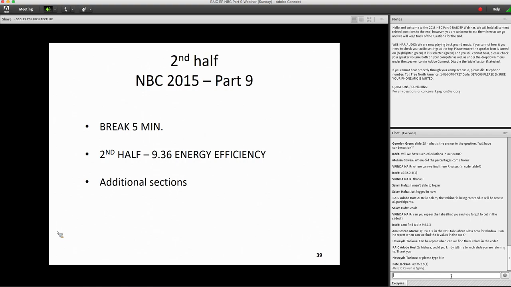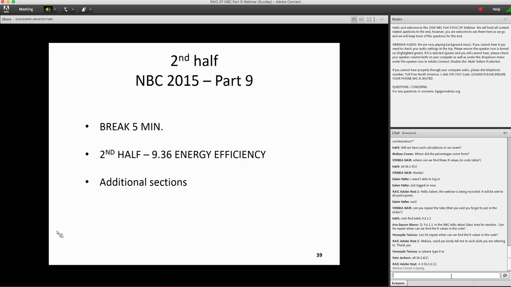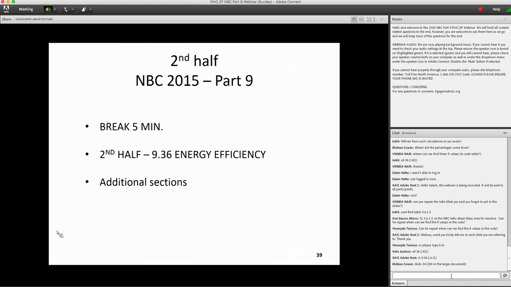What page is that on? These are like 39 inches. What's the difference between R value and RSI? It's the same thing. One's just a resistance rating. Are you sure?